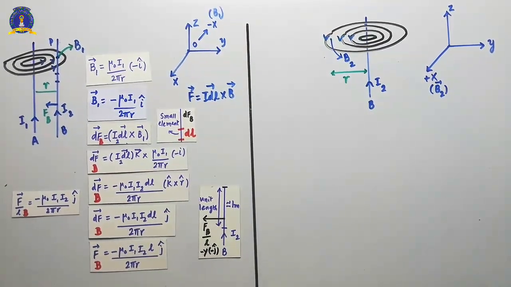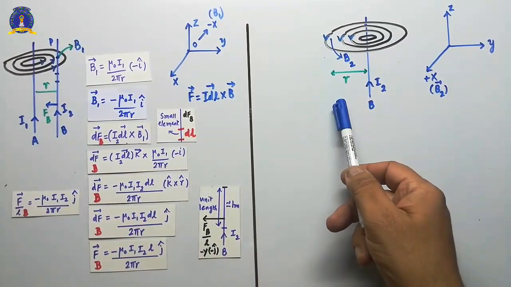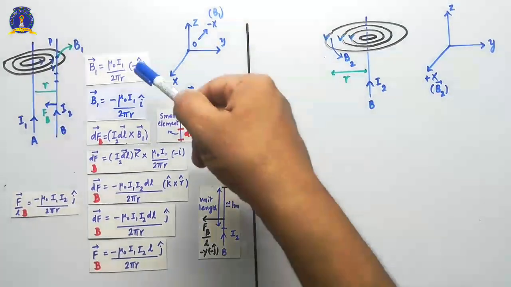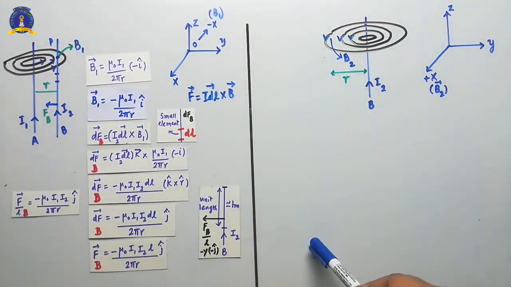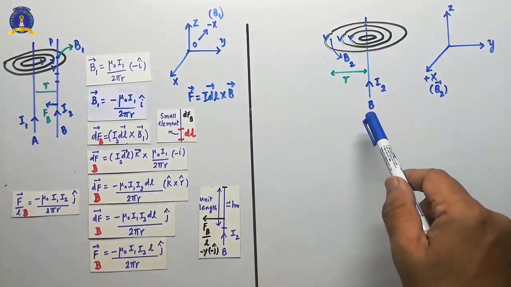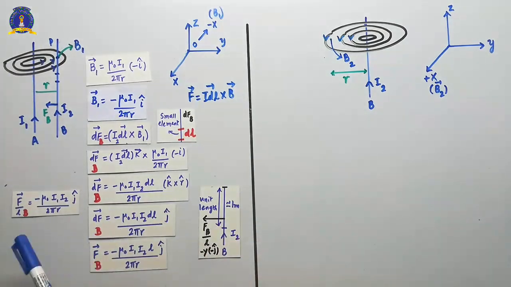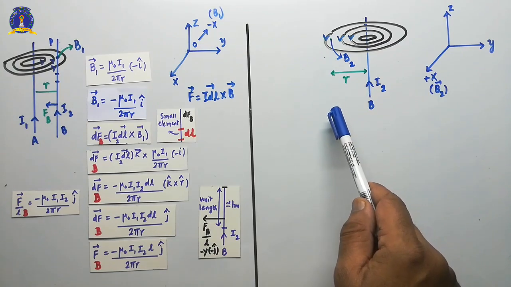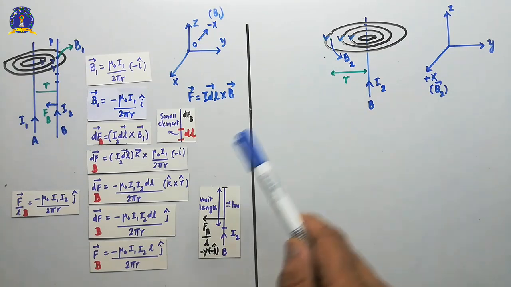Now we are going to place the A conductor in the field of the B conductor. As we have seen earlier, we are going to derive the force acting on A. Already we have calculated the force acting on the B conductor. Now we are going to derive the expression for force acting on the A conductor.